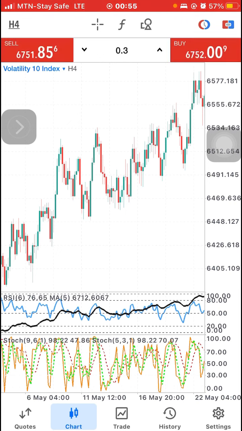Today I'll be teaching us what a demand and supply zone is, how to draw the demand and supply zone, and how to get in.